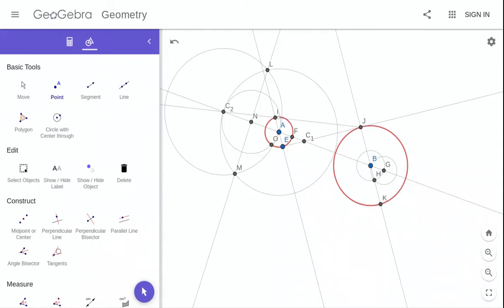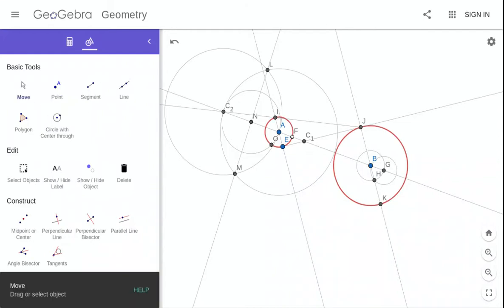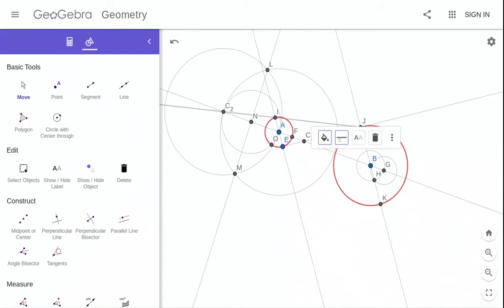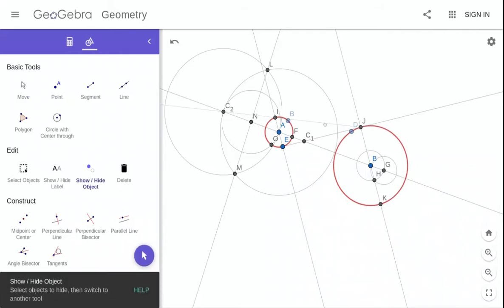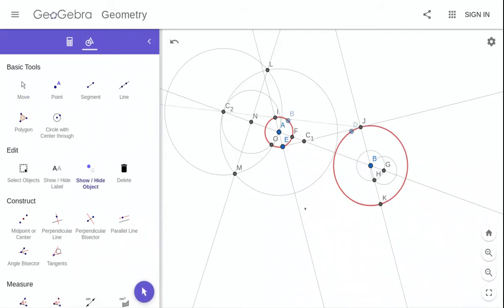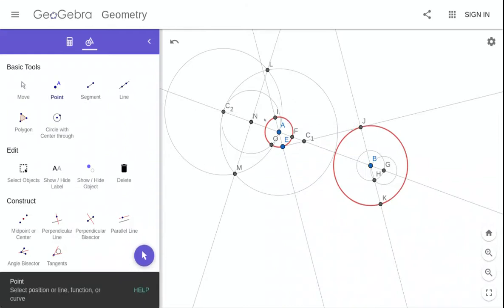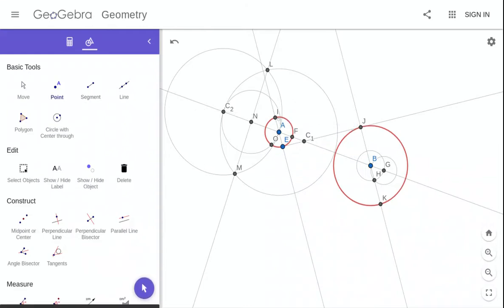And then up here, well, I think I need to actually hide some of these lines because there's too much going on. So here, hide or show object. That one is now hidden. Okay, go back to our point. Here we go. This should let us do it now.